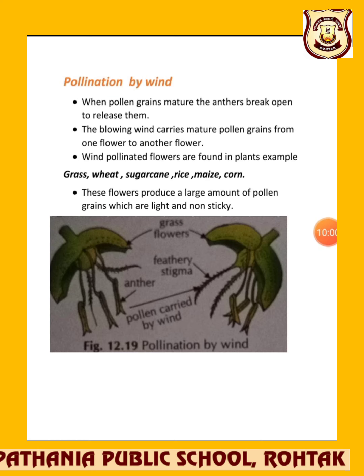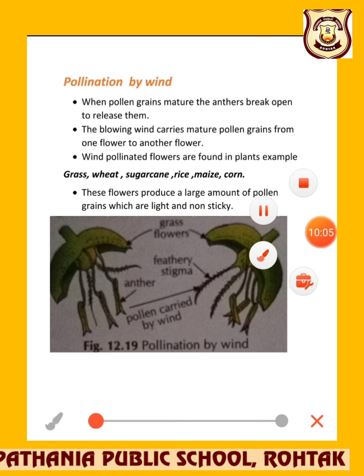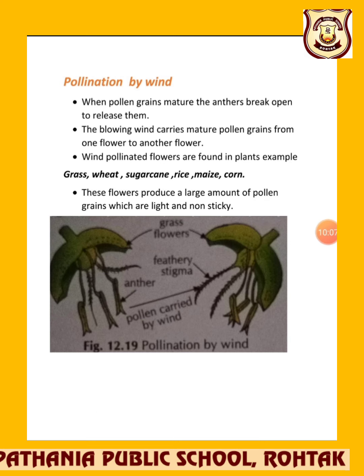Pollination by wind. When pollen grains mature, the anther breaks open to release them, and the blowing wind carries matured pollen grains from one flower to another flower. Okay, the pollen grains are carried by the wind from one plant to another plant. You can see grass flowers, and the pollen is being taken from one to another.